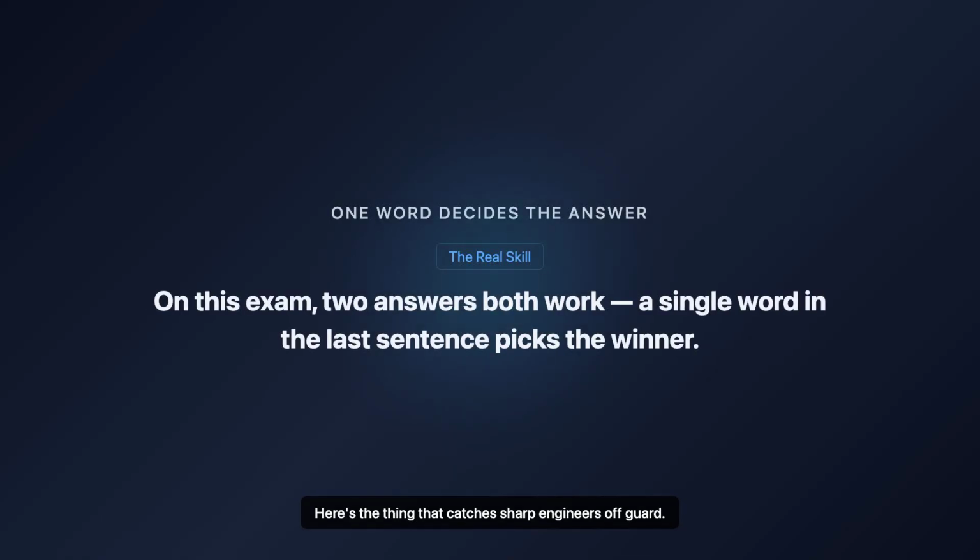Here's the thing that catches sharp engineers off guard. You'll read a scenario, and two of the four answers will both genuinely work. Both are valid architectures. And yet only one is correct, because a single word buried in the last sentence quietly decides it. Miss that word, and your experience actually works against you.